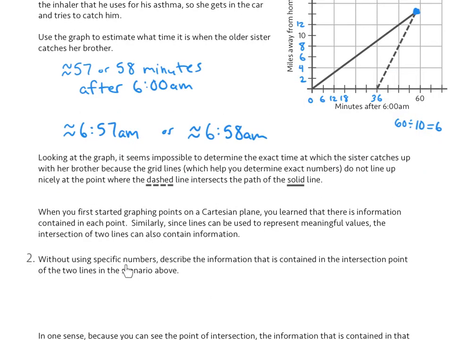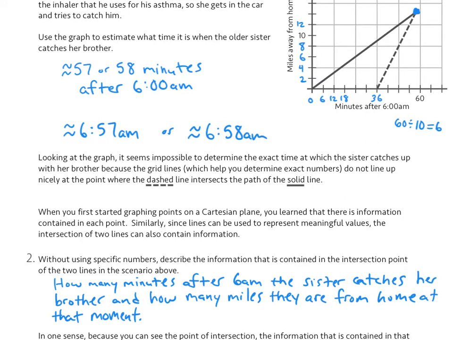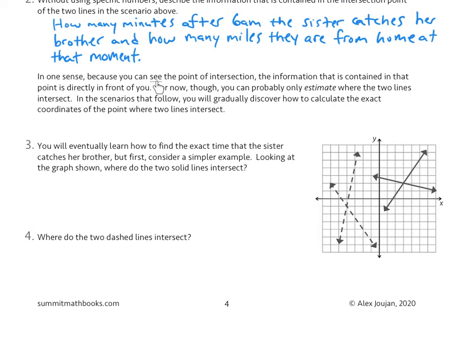2. Without using specific numbers, describe the information that is contained in the intersection point of the two lines in the scenario above. The intersection point shows how many minutes after 6 a.m. the sister catches her brother and how many miles they are from home at that moment. In one sense, because you can see the point of intersection, the information that is contained in that point is directly in front of you. For now, though, you can probably only estimate where the two lines intersect. In the scenarios that follow, you will gradually discover how to calculate the exact coordinates of the point where two lines intersect. Number 3. You will eventually learn how to find the exact time that the sister catches her brother, but first consider a simpler example.